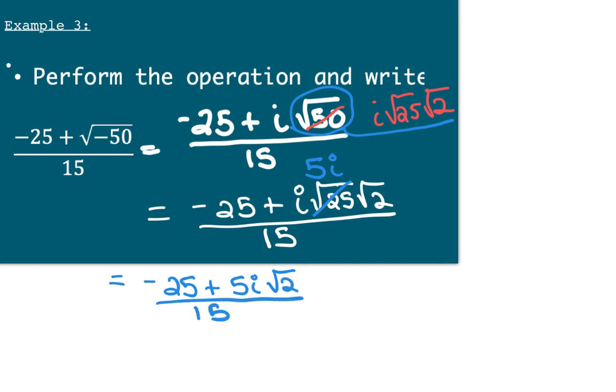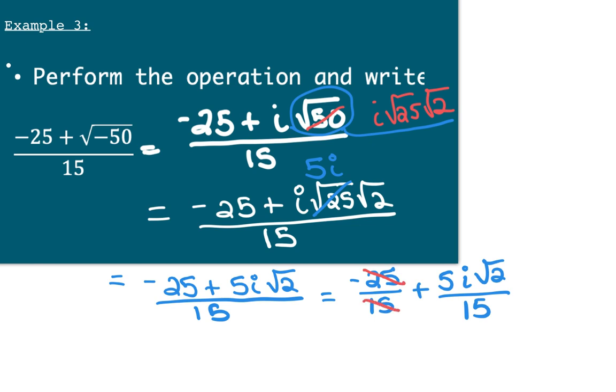Now remember, I need to have a real part and an imaginary part, so I'm going to go ahead and break that up into a complex number, and I'm going to have negative 25 over 15 plus 5i square root of 2 over 15. Now I don't want to leave it like that because we always want to simplify as much as possible, and I can reduce each one of these parts a bit.